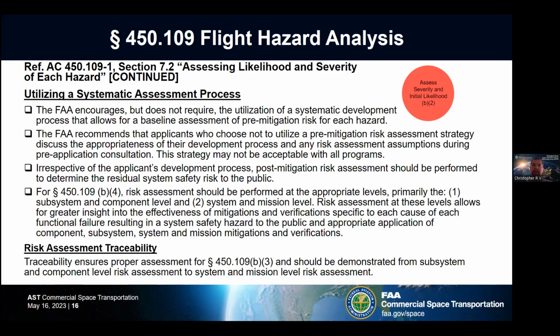Risk assessment at these levels allows for greater insight into the effectiveness of mitigations and verification specific to each cause of each functional failure, resulting in a system safety hazard to the public, and appropriate application of component, subsystem, system, and mission mitigations and verifications. Risk assessment traceability should demonstrate from system, subsystem, and component level risk assessment to system and mission level risk assessment.